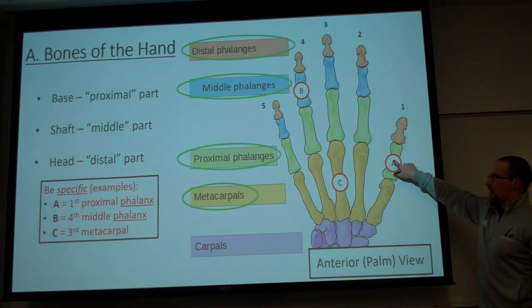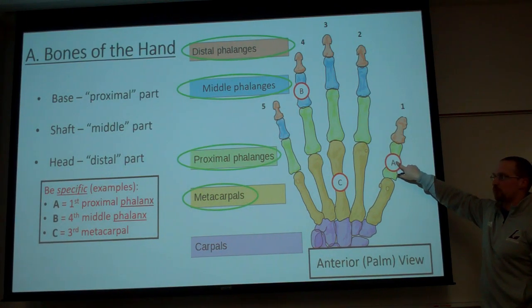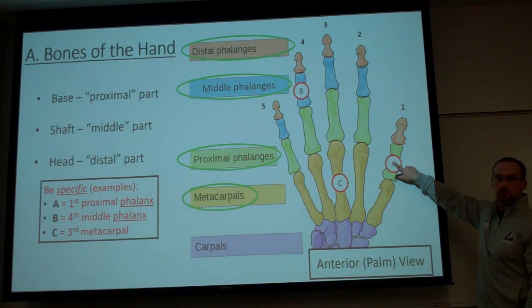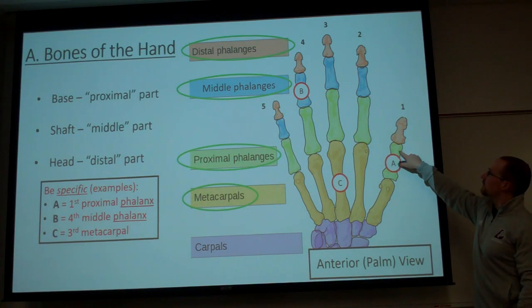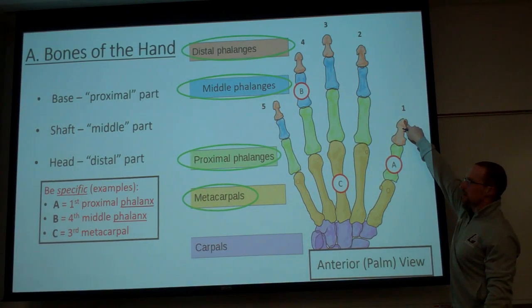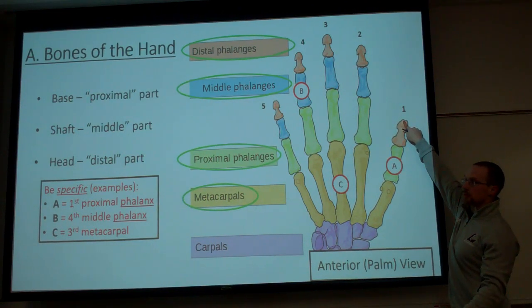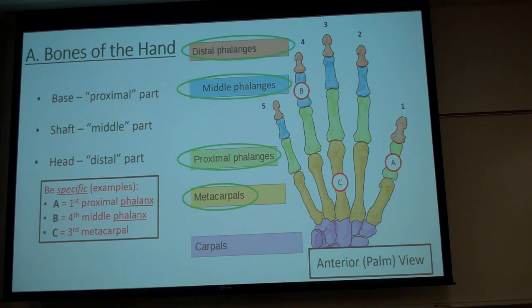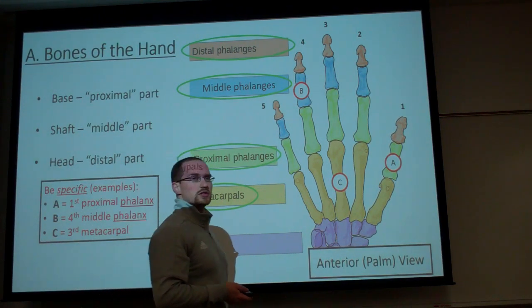So again, on letter A here, if I put this down here and I said, name this bone, make sure you say first proximal phalanx. If I say name this landmark, since it's labeled in the middle, you would say shaft. If I point up here at the tip and said name that landmark, that would be head. Any questions with the bones there? Different parts on those bones.